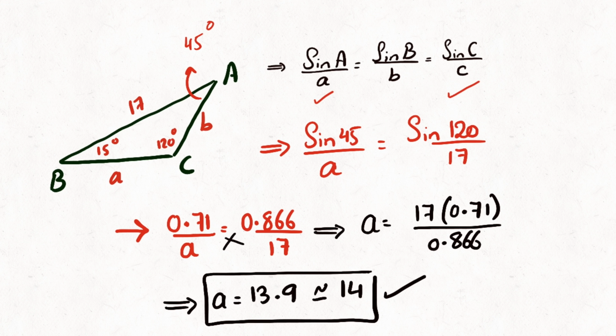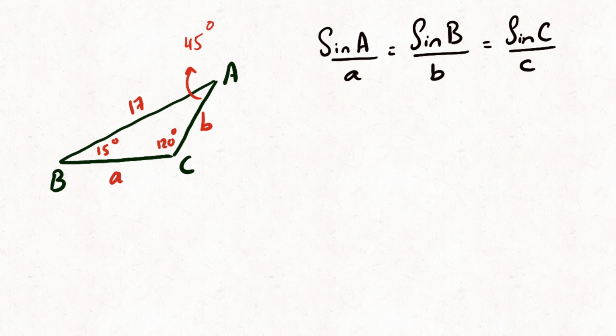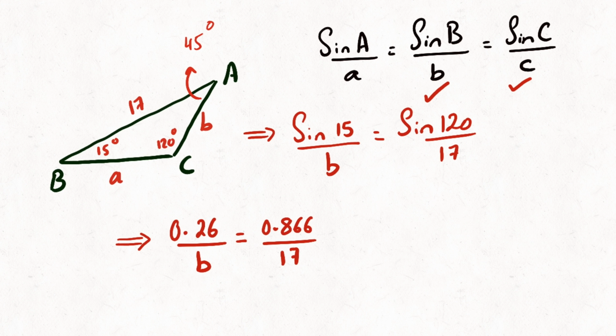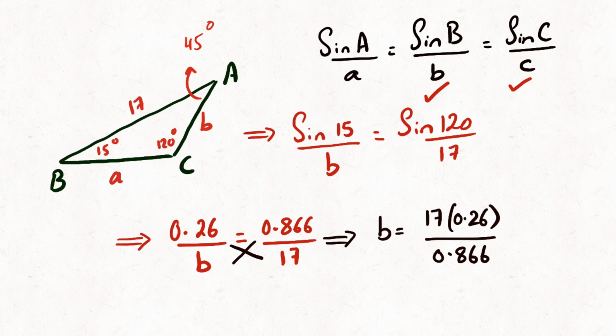Now, after finding a, you have the value of small a and small c. Now you have to find the value of b. Thus you will repeat the same law of sines, applying the same ratios. Now we do the cross product, and we say that b is basically 17 times sine 15 divided by sine 120. You will continue solving and you will find the value of b.